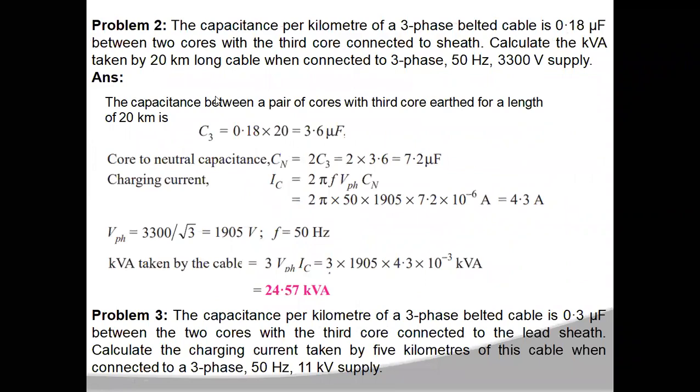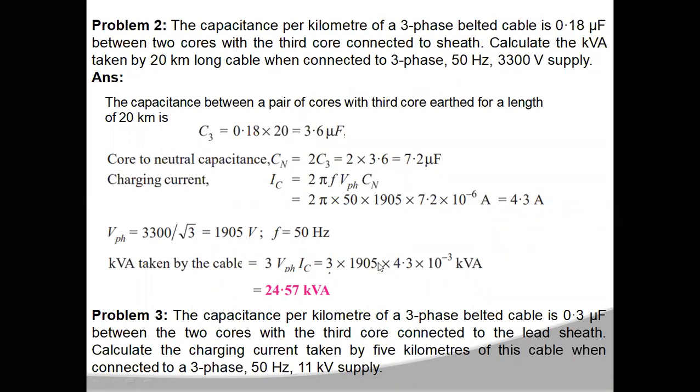So let us see another problem. The capacitance per kilometer of a 3-phase belted cable is 0.18 microfarad between two cores with the third core connected to the sheath. Calculate the kVA taken by the 20 kilometer long cable when it is connected to a 3-phase 50 Hz 3300 volts supply. Now if you observe the problem, 0.18 is the capacitance value between two cores with the third core connected to the sheath.